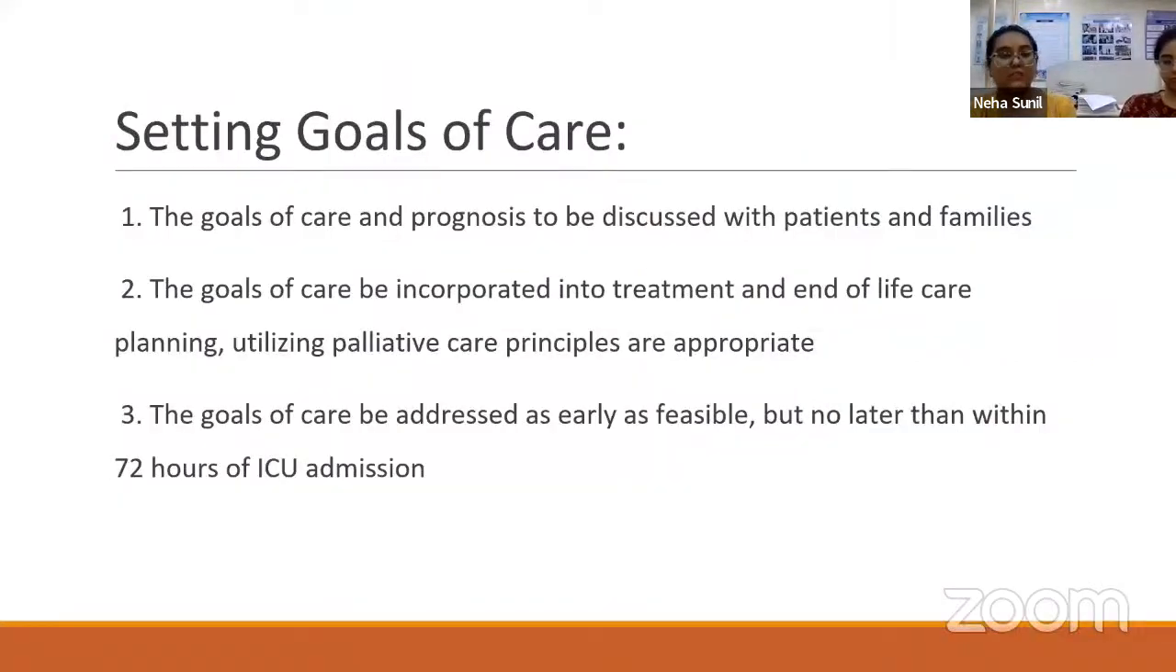Now, setting goals of care. The goals of care and prognosis are to be discussed with the patient and family. The goals of care should be incorporated into treatment and end-of-life care planning, utilizing palliative care principles as appropriate. The goals of care can be addressed as early as feasible, but no later than within 72 hours of ICU admission.